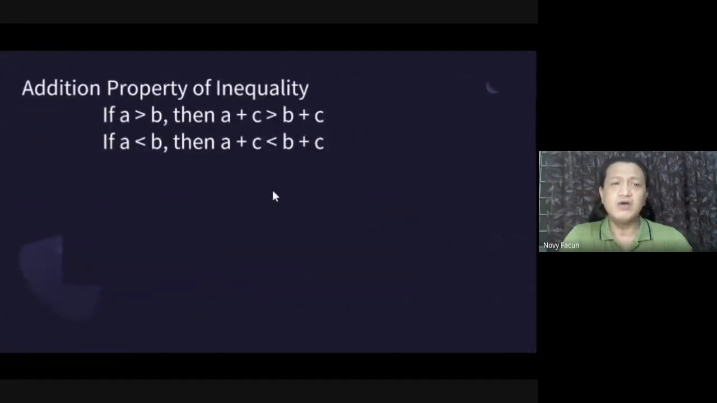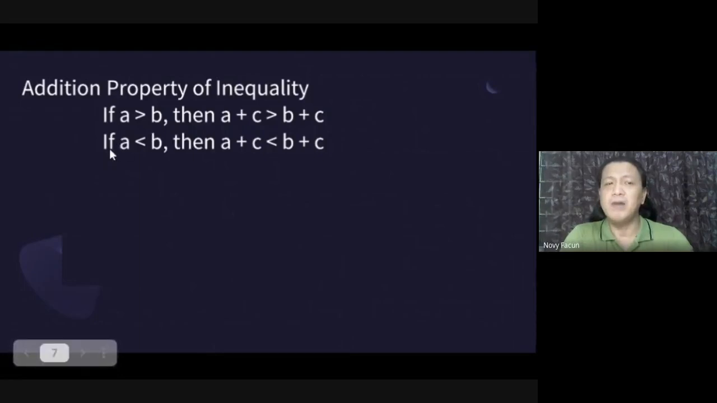And then, we also have the addition property of inequality. So, ano naman ang ibig sabihin nito? Okay, take note of the two conditions. We have, if A is greater than B, then A plus C is greater than B plus C. So, ibig sabihin nito, nag-add ako ng both side of the inequality by C.